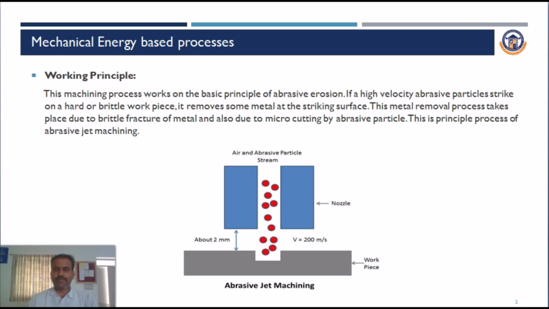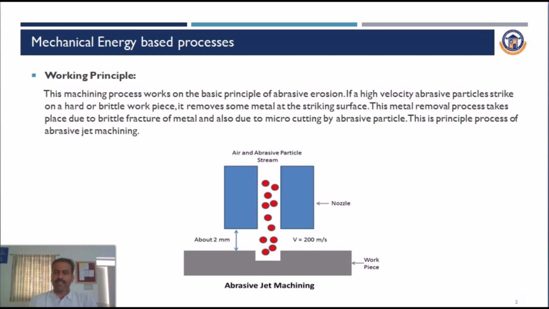The abrasive jet machining process works on the basic principle of abrasive erosion. The abrasive is hit onto the workpiece surface. Automatically the unwanted surface of the workpiece is eroded and the unwanted material is removed. We get a final shape. It is called abrasive erosion.